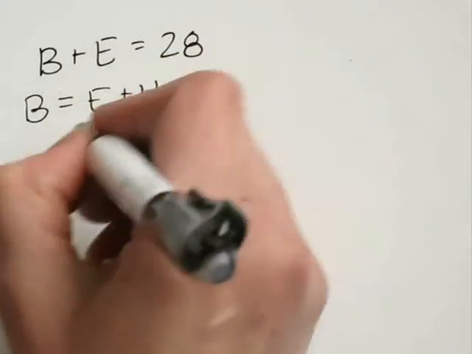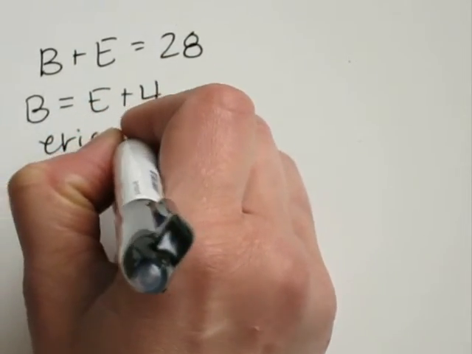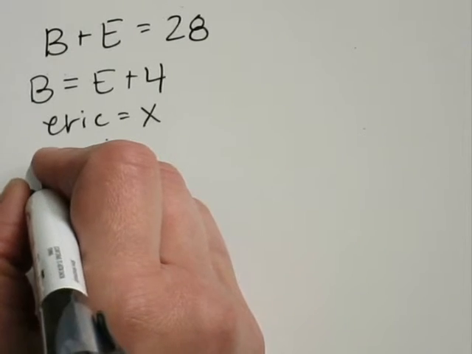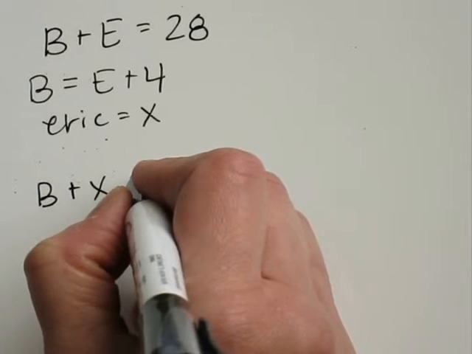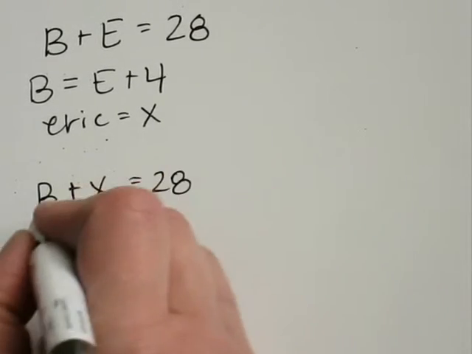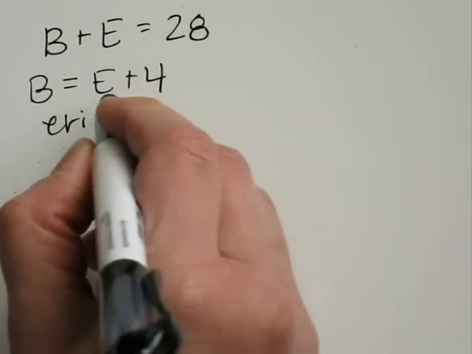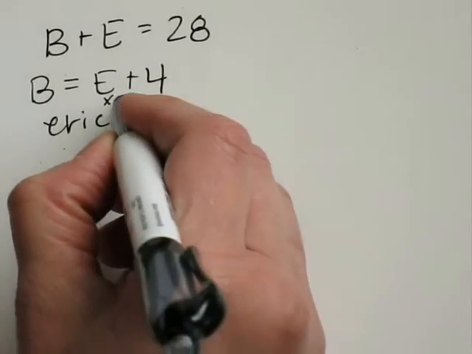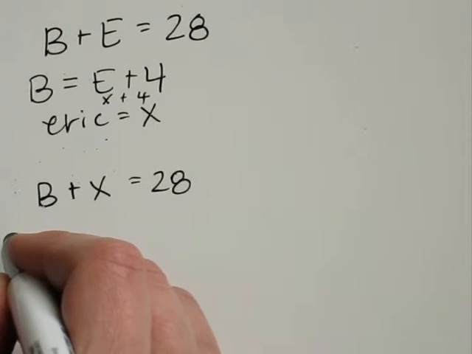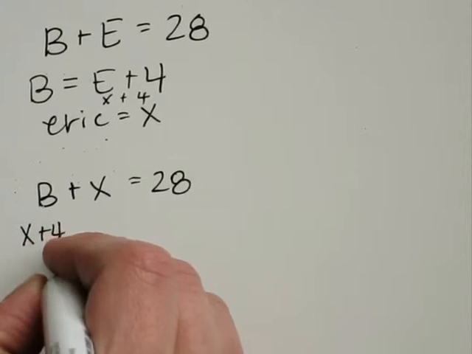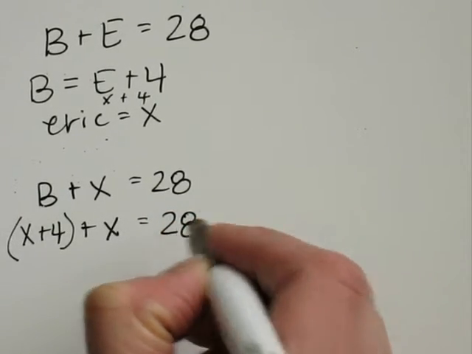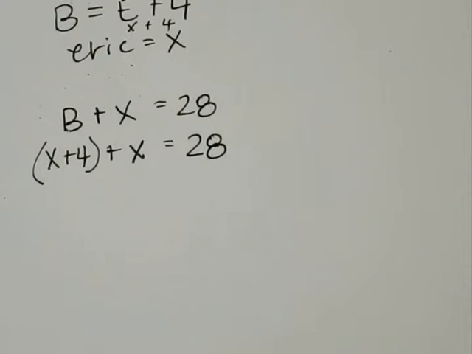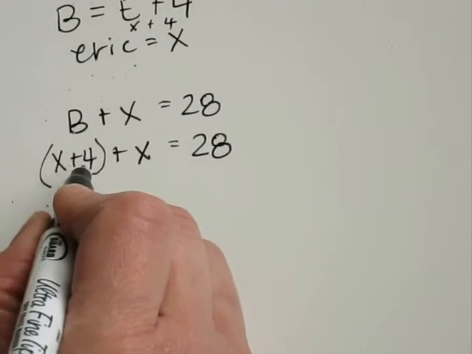Let's go ahead and say Eric is x. So we can say Bill plus x equals 28. Here Bill is going to be Eric, which we're calling x, plus 4. In place of the b, we can say x plus 4 plus x equals 28. This is the equation we're going to want to solve to get the age of Eric.